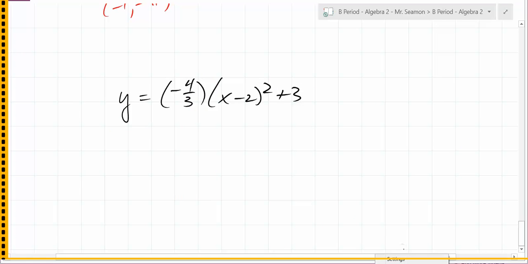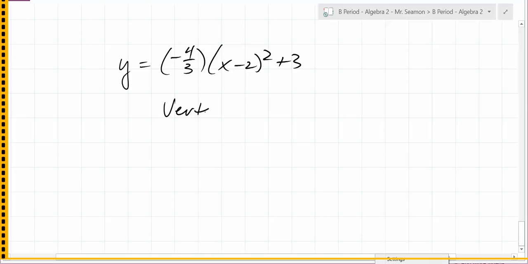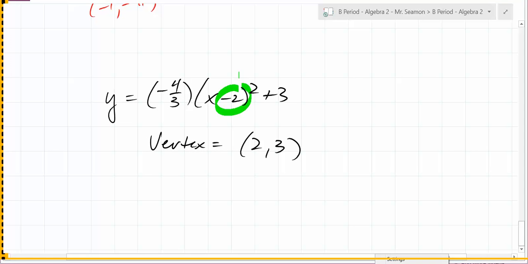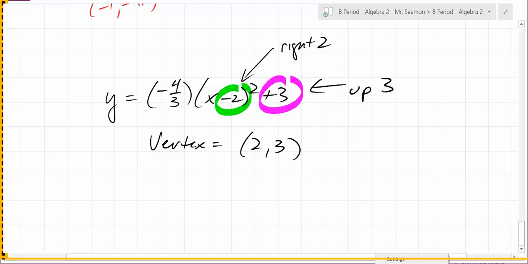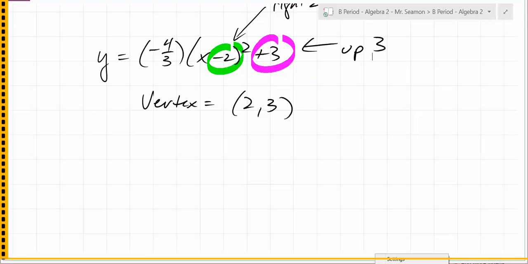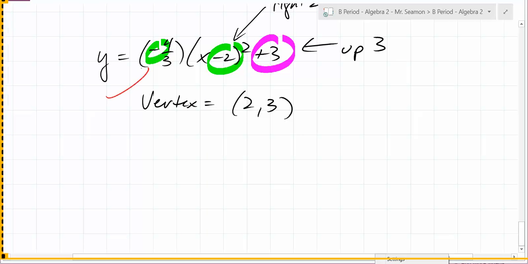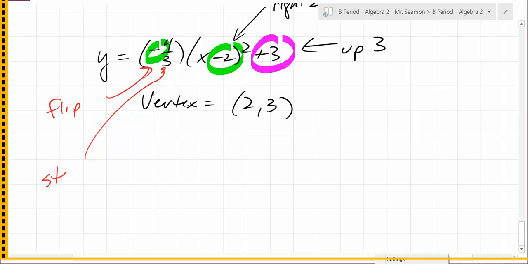Correct. So what's the vertex? 2, 3. Because why do you know that? This tells you it goes... What does that tell you? Right 2. And what does this one tell you? Up 3. So the vertex is 2, 3. What does this negative sign tell you? Flip over, right? So you flip it. And what does the 4/3 mean? It's going to be steeper than x squared, right?